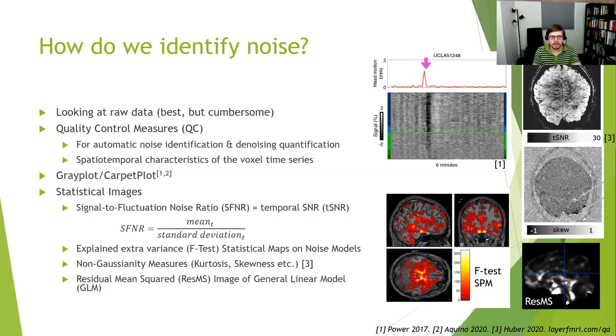Finally, if you have a noise model, always look at the residual mean squared image of that model, which tells you where your model didn't behave so well. So it could be the model of the task or of the noise. If you look at the residual, you see that there are certain areas in the brain where you have missed some important fluctuations that you cannot explain.